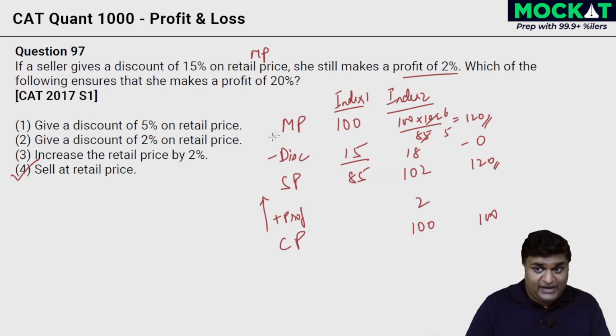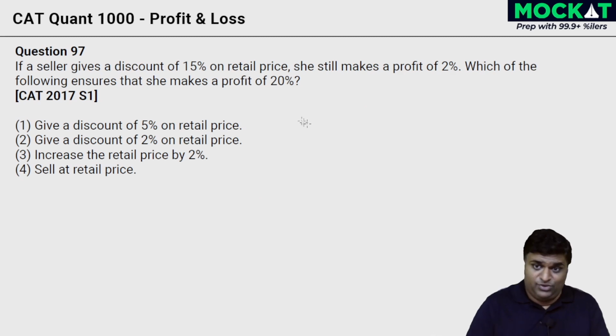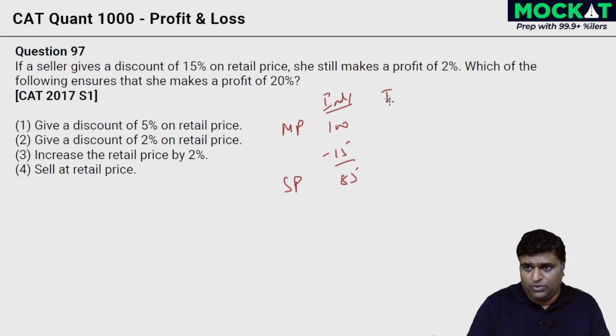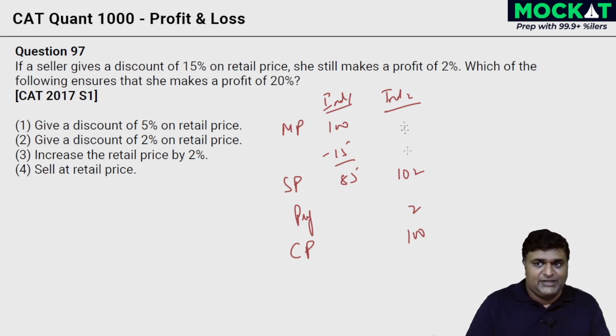Now, I went about explaining very slowly over here, right? So if your logic and if your flow is good, you know that all you need to do is MP over here, 15% discount, 100, subtract a 15, and you get an 85 over here as a selling price. That's index 1. Go for an index 2 over here, because you have a profit of 2%. Let the CP be 100, add 2 rupees of profit, and you get 102 over here as selling price. Which of the following ensures there's some profit of 20%? Let me look to fill these up.